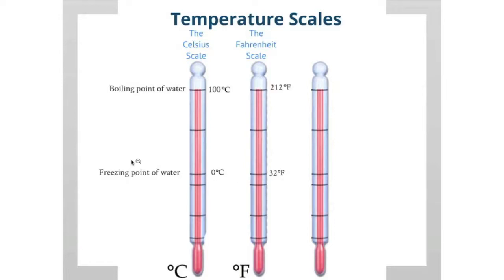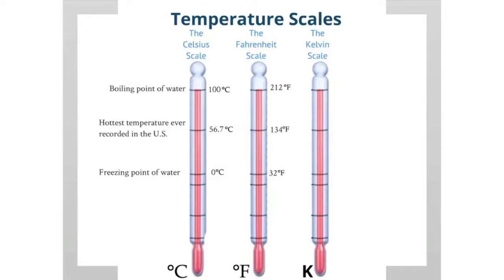Now, the Fahrenheit scale, measured in degrees Fahrenheit, sets the freezing point of water at 32 degrees Fahrenheit. So 0 Celsius is equal to 32 degrees Fahrenheit. The boiling point of water is 212 degrees Fahrenheit. And the hottest temperature ever recorded in the U.S. is a sweltering 134 degrees Fahrenheit, which is equal to 56.7 degrees Celsius.